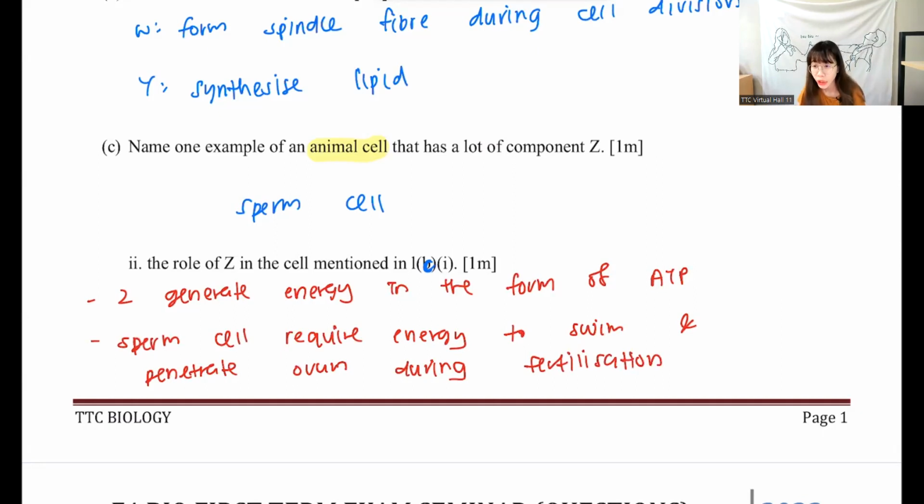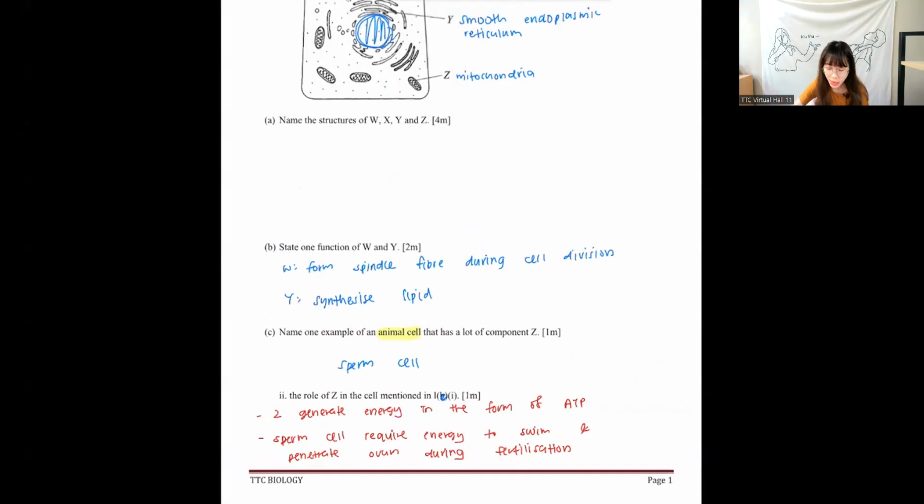Okay, if the question is 2 marks, should I write Z or mitochondria? Very good question. If your question already labeled Z as mitochondria, you can write mitochondria. If you never labeled Z as mitochondria, you can only write Z. If you already labeled Z as mitochondria, over here you can just write mitochondria because it tallies with your answer above. But if you never labeled it, you have to write Z. This applies to all of the questions. If you never labeled before, you write the label they give to you. If you labeled before, writing the name also can. You can write Z, you can write mitochondria.